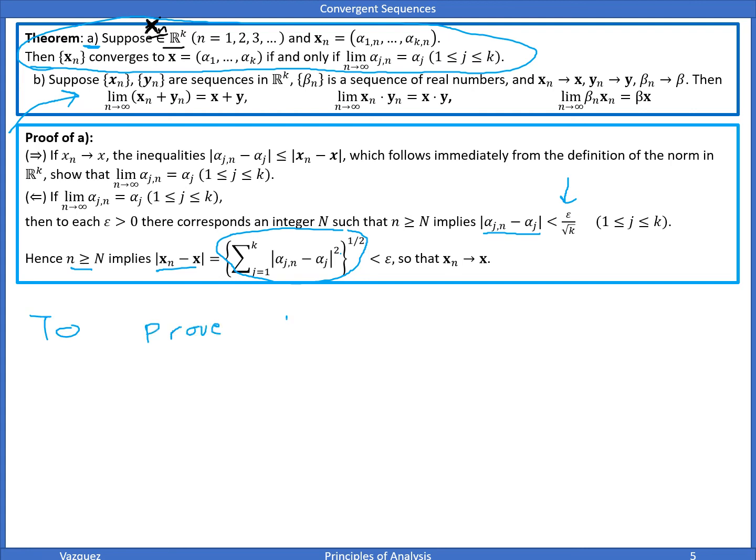And to prove B, look at part A from last slide, and the proof should be pretty straightforward. A good exercise to work on.